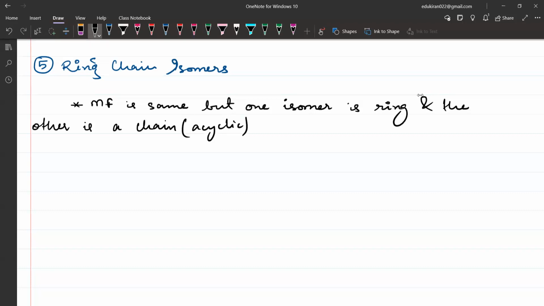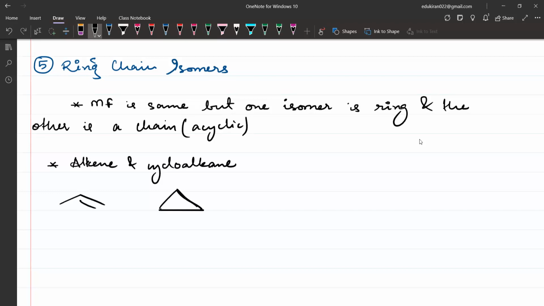ठीक है. तो ये तो इसमें आपको बेसिकली दिखेगा कि हम एल्कीन और साइक्लोएल्कीन के बीच में मिलेगा. साइक्लोएल्कीन. ठीक है. जैसे you have 3 carbon atoms and a double bond. 3 कार्बन एटम्स और एक डबल बॉन्ड. दूसरा आपके पास 3 कार्बन एटम्स का रिंग. You have a 3 carbon atom ring.